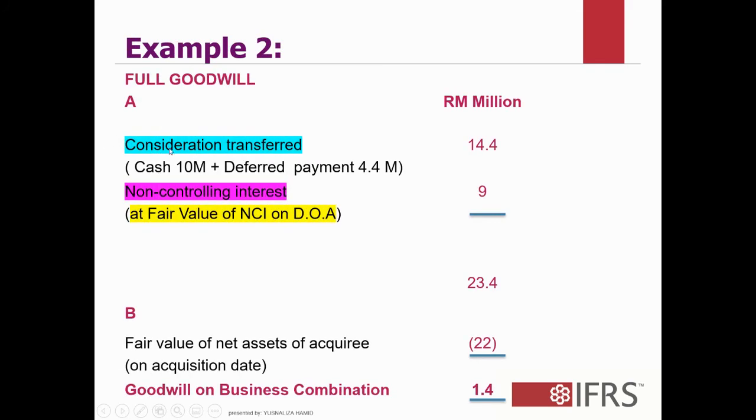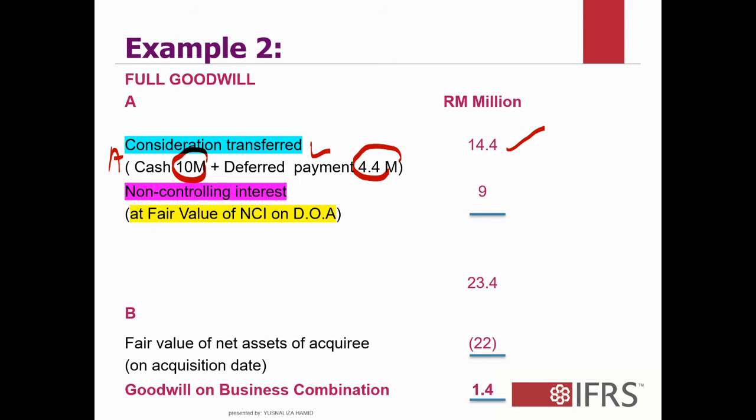Under the full goodwill method, you can see the light blue there, turquoise, where you have the consideration transfer. Remember, there were two components of consideration transfer. One is the cash, which is the asset. Another one is the liability. This one is the deferred payment, 4.4 million. So that will make up 14.4. Non-controlling interest will be measured here. This is using full goodwill.